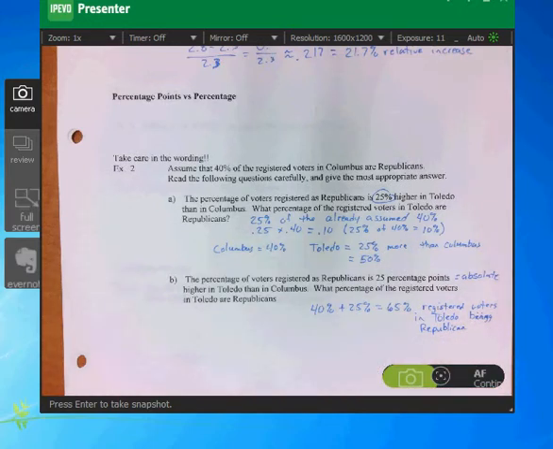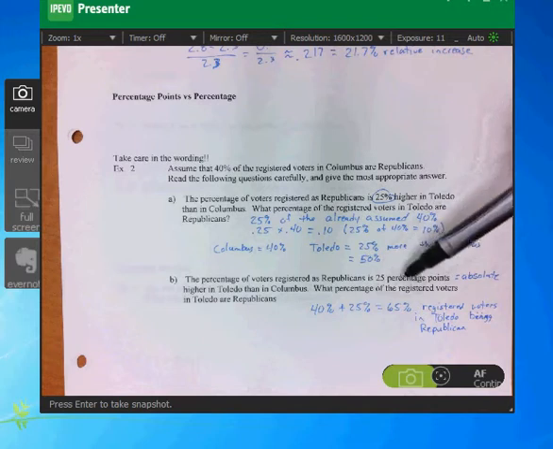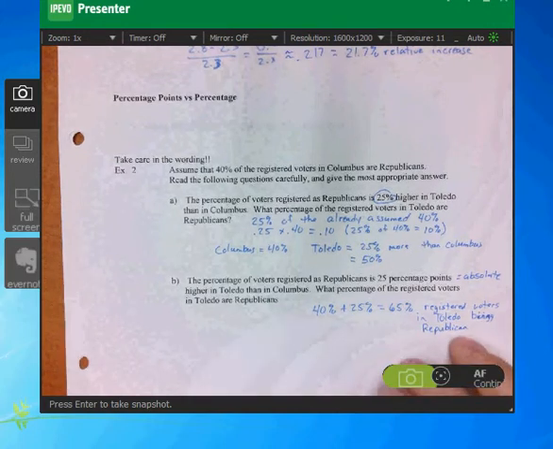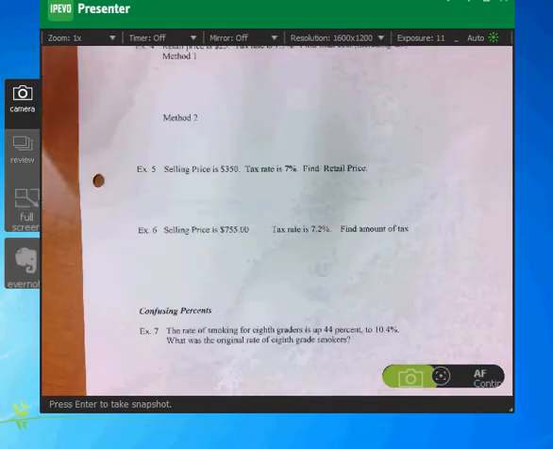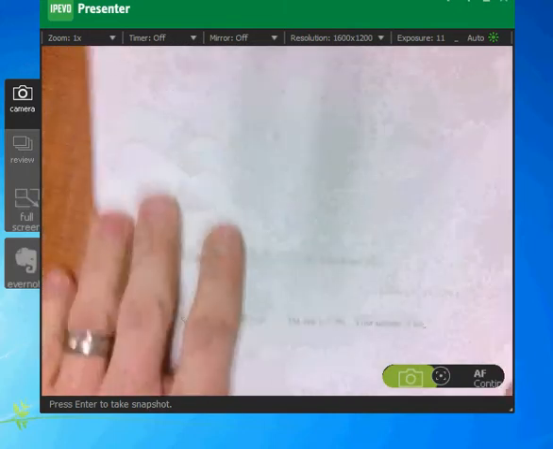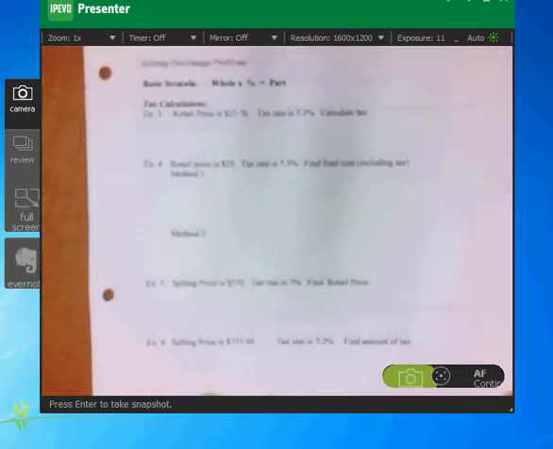Alright, so you can see the difference there just in change of words. 25% higher in Toledo versus 25 percentage points higher. Okay, so that little bit of difference in words there changes your terms dramatically. Alright, moving on to the second part.